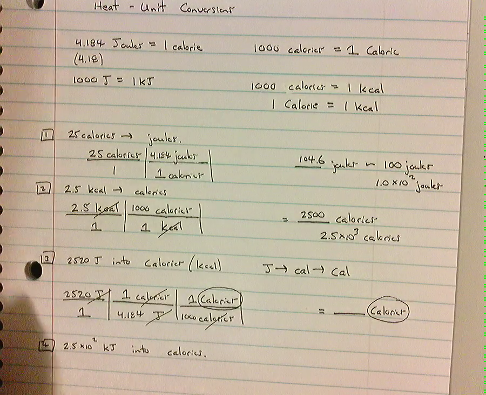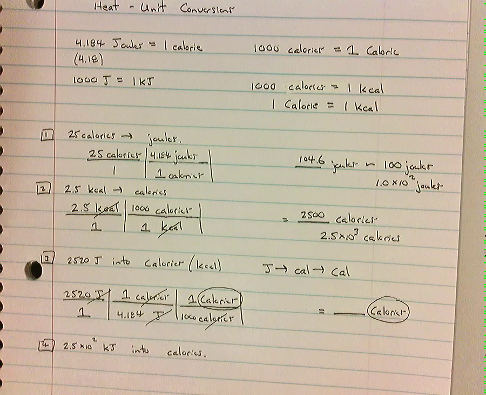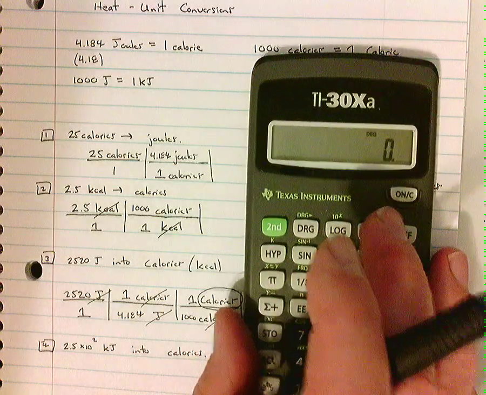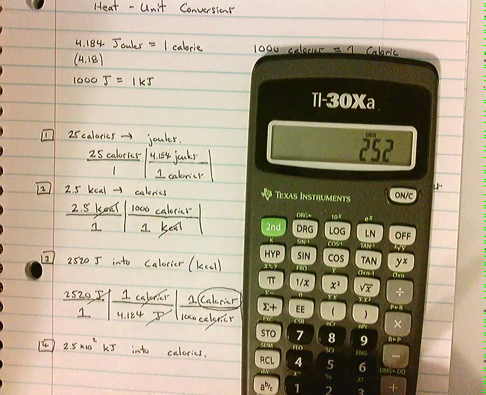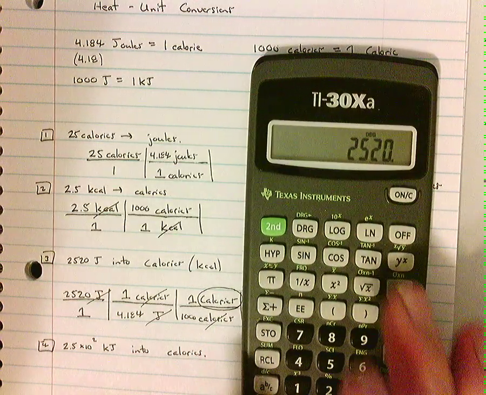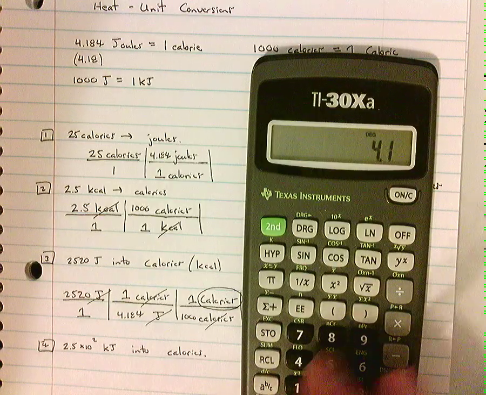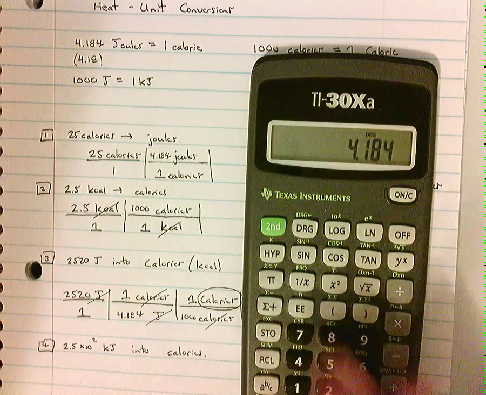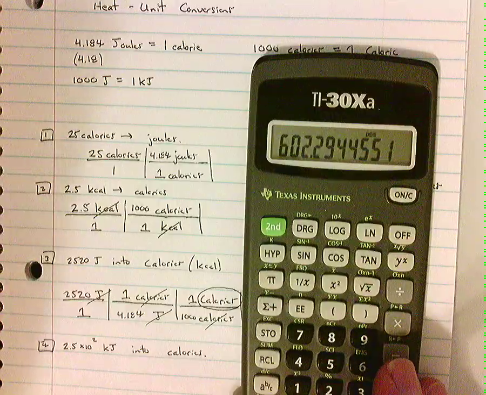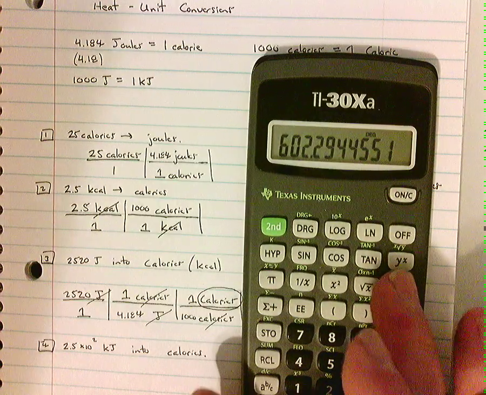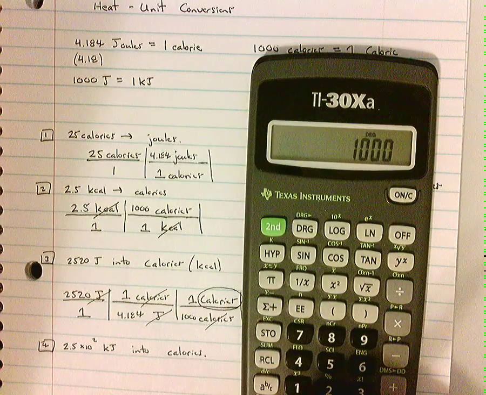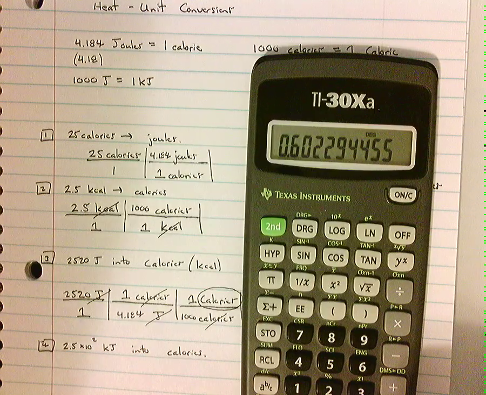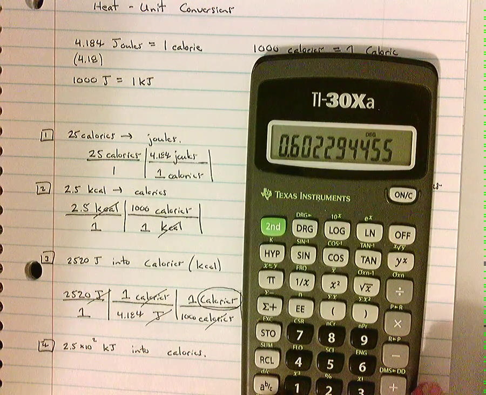So now we're ready to go. It's 2 steps in our calculator. It's 2 divisions. So we're going to type 2520, divide by 4.184, and hit equals. So we're halfway there. Now we're going to divide by 1,000. So we get 0.60229, extending.